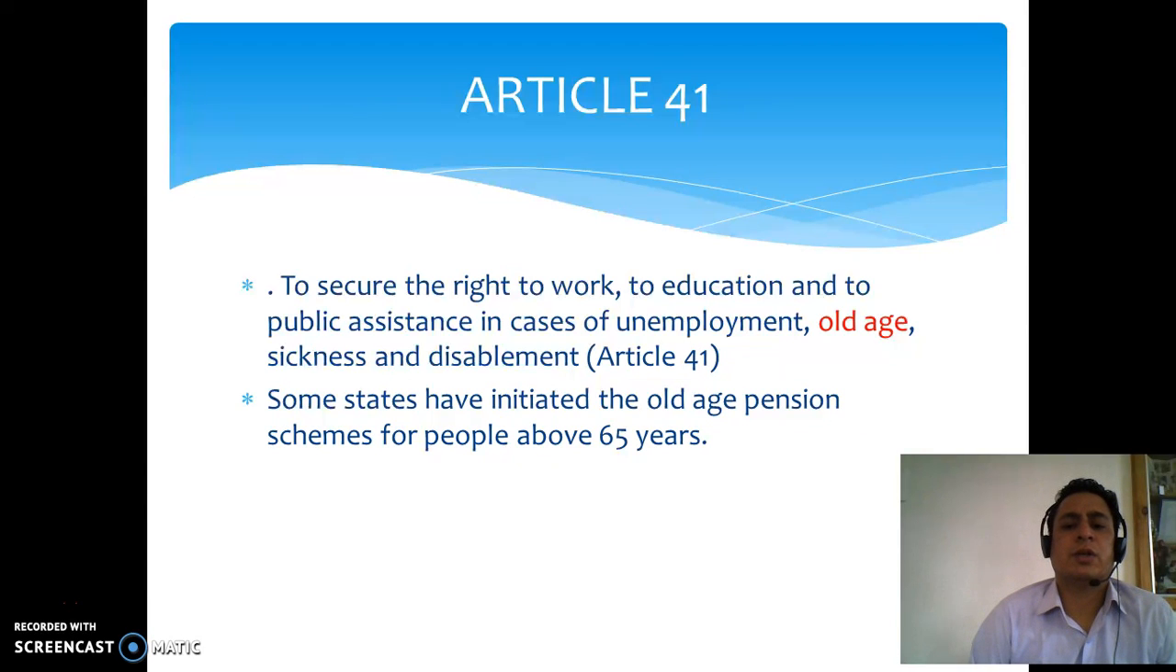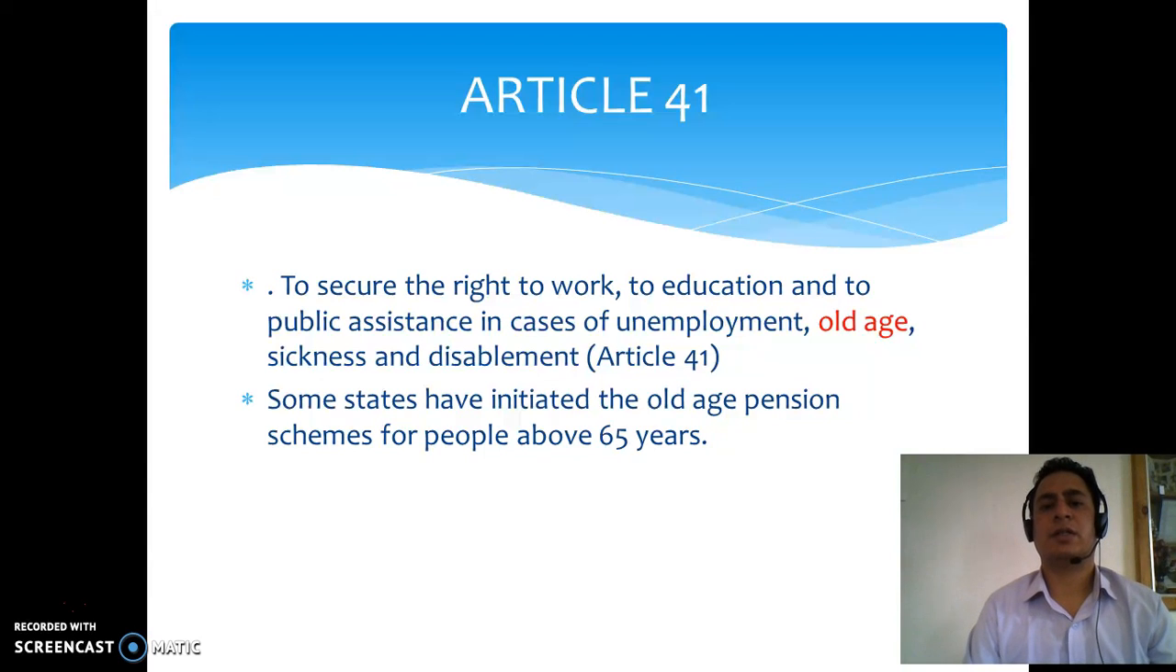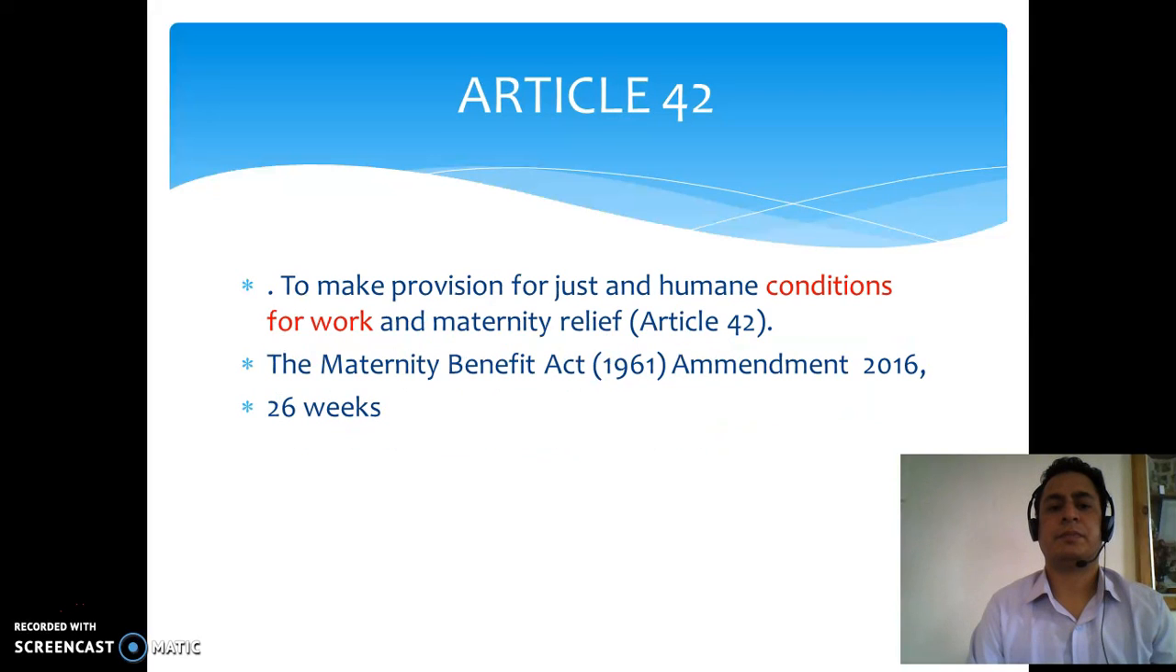Now some states have initiated old age pension schemes in order to implement this particular article. And sometimes questions might be asked like this: what measures states or the central government have taken to implement these. So I have in that way given you the measures that have been taken for their implementation.